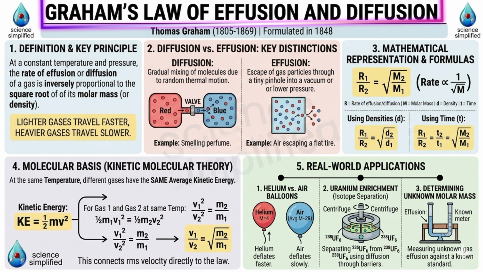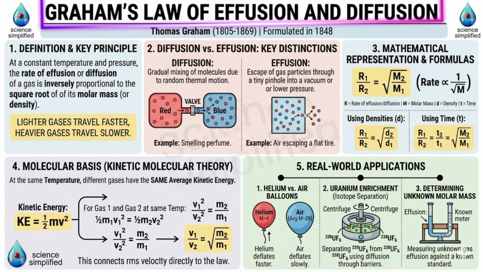Conclusion. Let us recap the main points we have covered today. First, Graham's law states that the rate of effusion or diffusion of a gas is inversely proportional to the square root of its molar mass. Second, diffusion is the mixing of gases, while effusion is the escape of gas through a small opening. Third, the mathematical formulas allow us to accurately compare gas rates, densities, times, and calculate unknown molar masses.